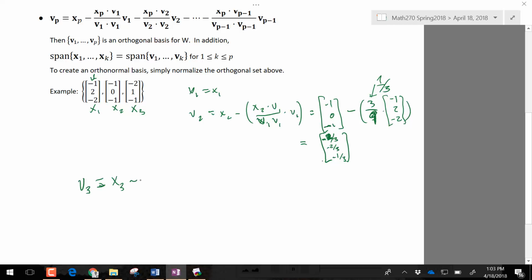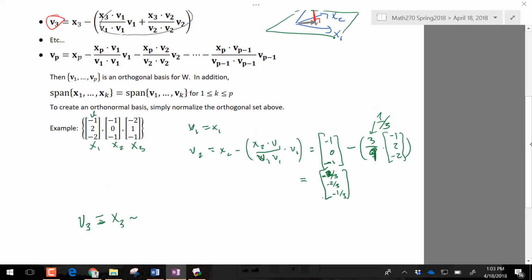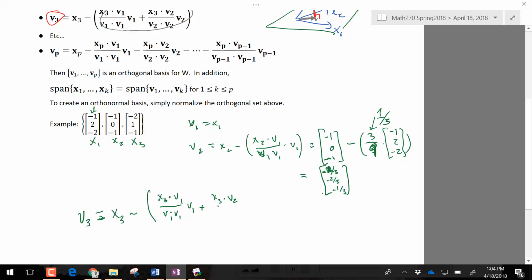All right, v3. Thanks, Chris. All right. So v3, what we're going to need is x3 minus. So I'm going to use my slightly modified formula with the parentheses and just add a whole bunch. I don't know if that's going to make things any easier. But it looks like this is going to be x3 dotted with v1, over v1 dotted with itself, times v1, and then x3 dotted with v2, the new v2 that I found, over v2 dotted with v2. And really, we could have used x2 instead of v2 because it's all on the same plane anyways. But let's just make things a little bit more complicated for ourselves.